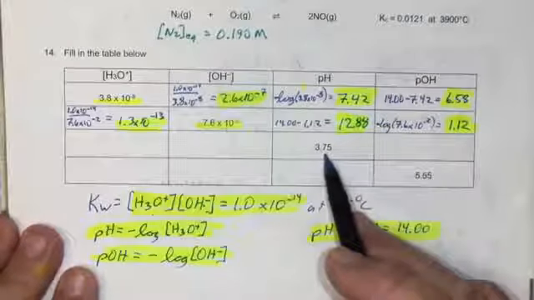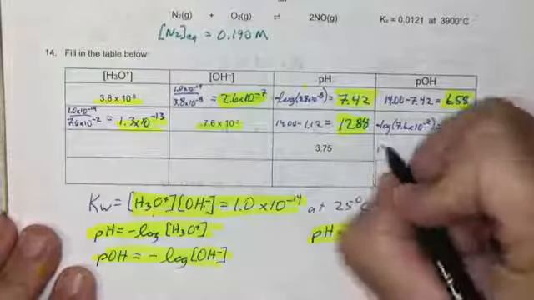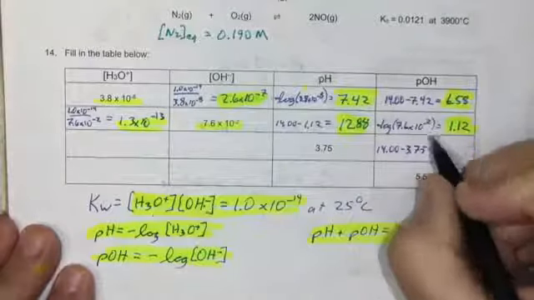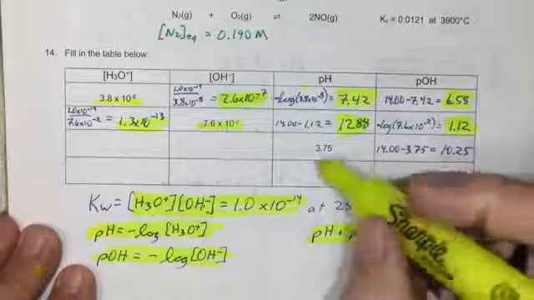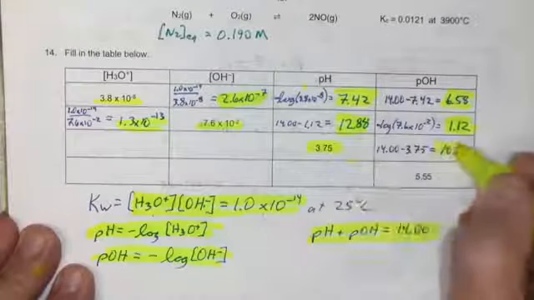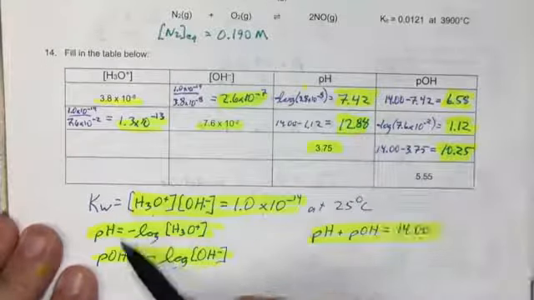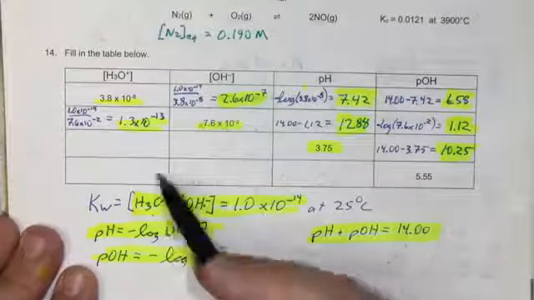Okay, let's do the next one. The pH is 3.75. The easiest thing to do then is to get pOH. It's going to be 14 minus 3.75, so the pOH will be 10.25. This is an acidic solution. If pH is less than 7, it's acidic. There's more hydronium ion.